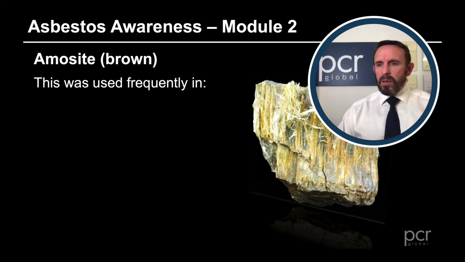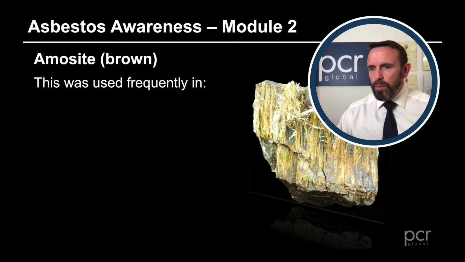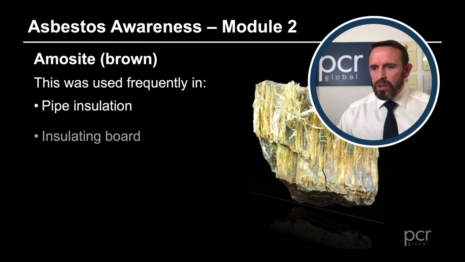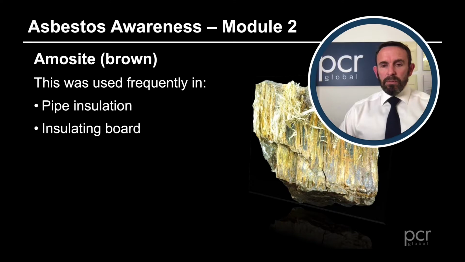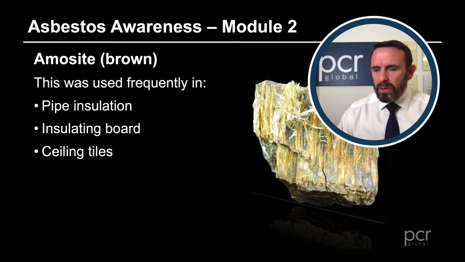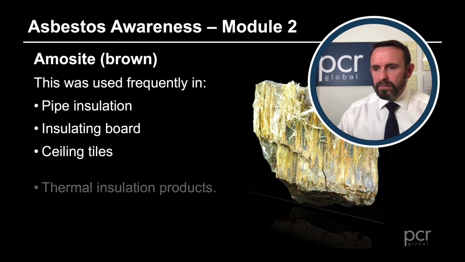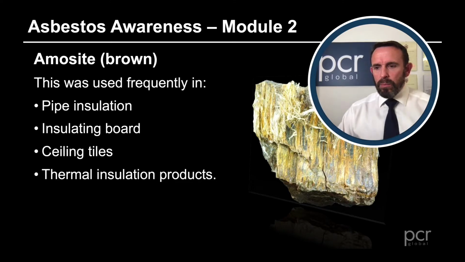The second type we look at is amosite, otherwise known as brown. You can see the slight brown colouring. Amosite was frequently used in pipe insulation, insulating boards, ceiling tiles and thermal insulation products. So we're only two types in and we can see the mass use of asbestos throughout the building industry.